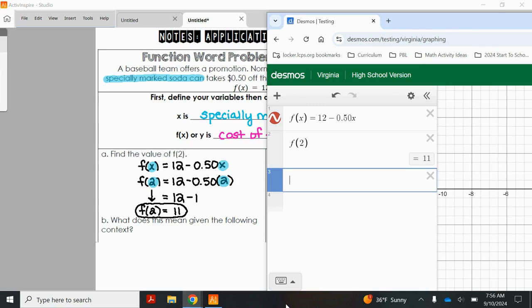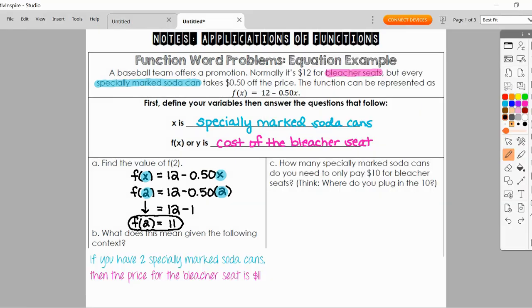Now we're going to talk about what this means in context, because that's going to be the answer to B. In the question we just solved, what it meant in context was that if you have 2 specially marked soda cans, then the price for that bleacher seat is going to be $11.